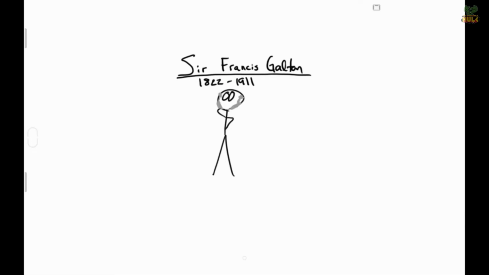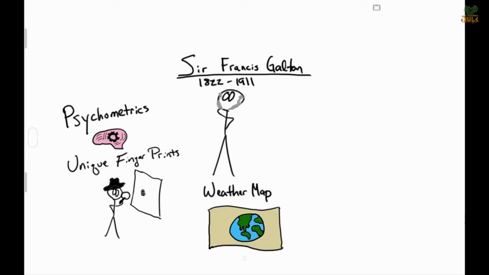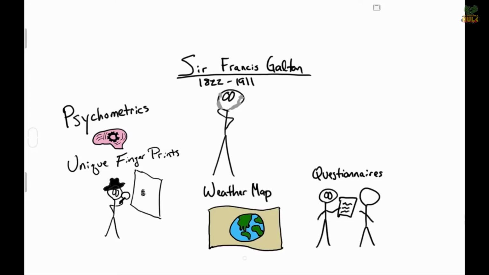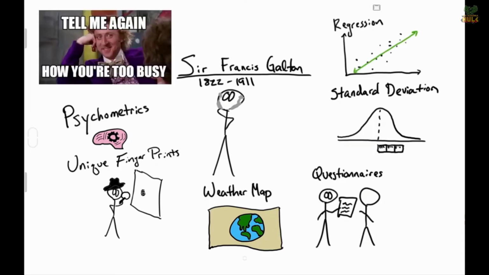All the while, being busy founding psychometrics, devising methods for classifying fingerprints, creating the first weather map, pioneering the use of questionnaires, conceiving of a measure to quantify normal variation, also known as the standard deviation, and inventing regression. Safe to say, the dude was busy.